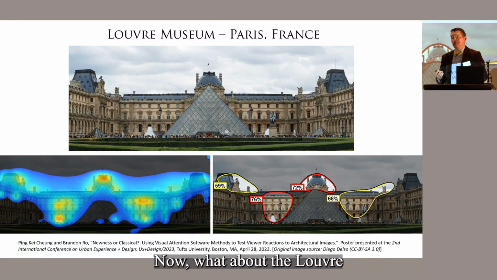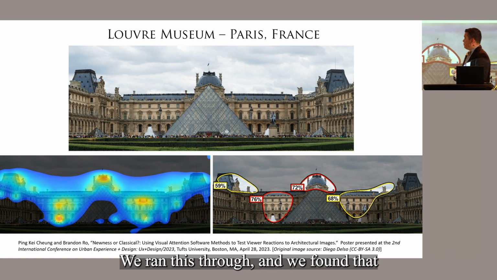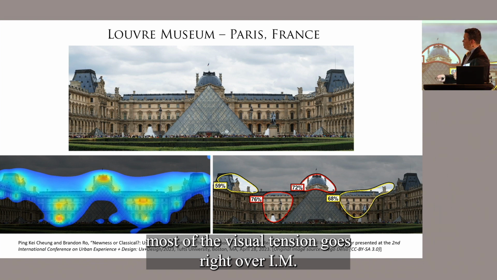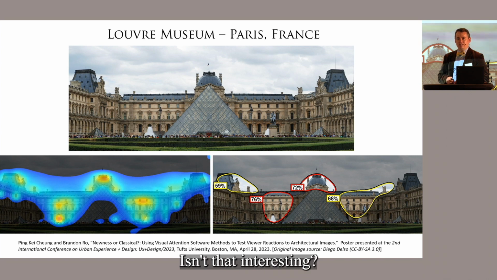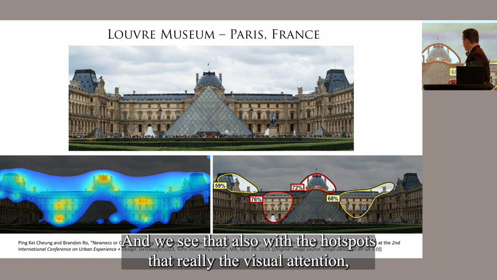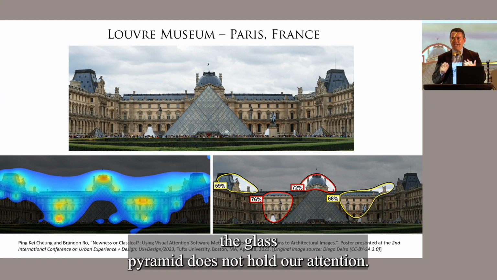Now, what about the Louvre in Paris and the glass pyramid? We ran this through, and we found that most of the visual attention goes whoop, right over I.M. Pei's glass pyramid. Isn't that interesting? And we see that also with the hotspots, that really the visual attention, the glass pyramid does not hold our attention.